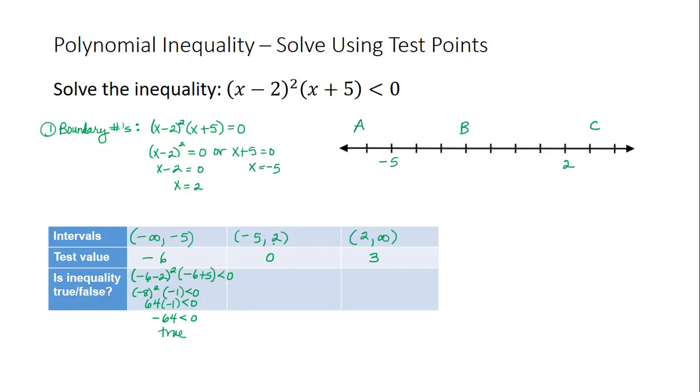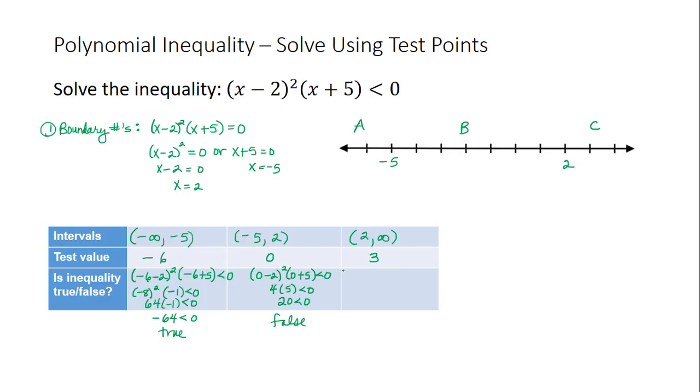If we replace x with 0, we would have the expression (0 minus 2) squared times (0 plus 5). Is that less than 0? Well, 0 minus 2 is negative 2, squared is 4, and 0 plus 5 is 5, and 4 times 5 is 20, which is not less than 0.